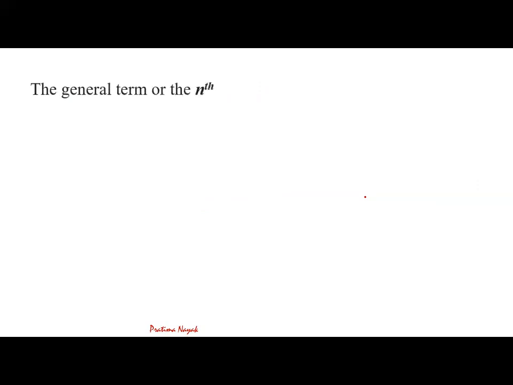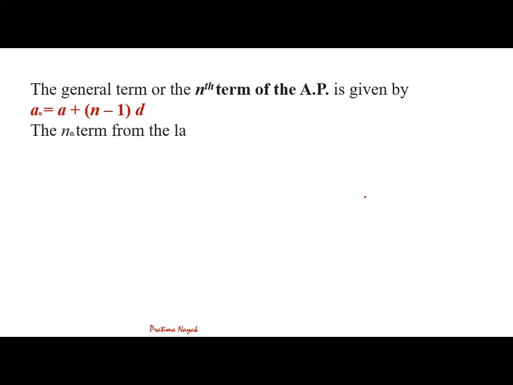The general term or nth term of an AP is given by an = a + (n - 1)d, by which you can find any term of an AP if the first term and common difference are given. The nth term from the end is given by an = l - (n - 1)d, where l is the last term.